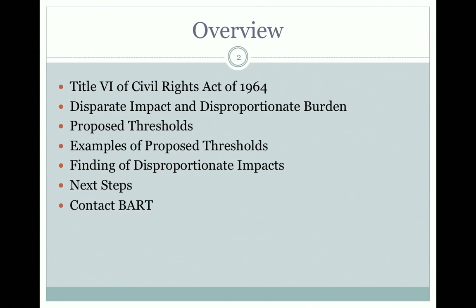We'll begin our presentation with an overview of Title VI of the Civil Rights Act of 1964. Then we'll discuss what a disparate impact and disproportionate burden policy is. We'll introduce BART's proposed thresholds and provide examples of how these thresholds will be applied. Then, if a disproportionate impact is found, we will discuss what BART's steps will be. Lastly, we'll wrap up with next steps and how you can contact BART if you have any questions, comments, or suggestions.